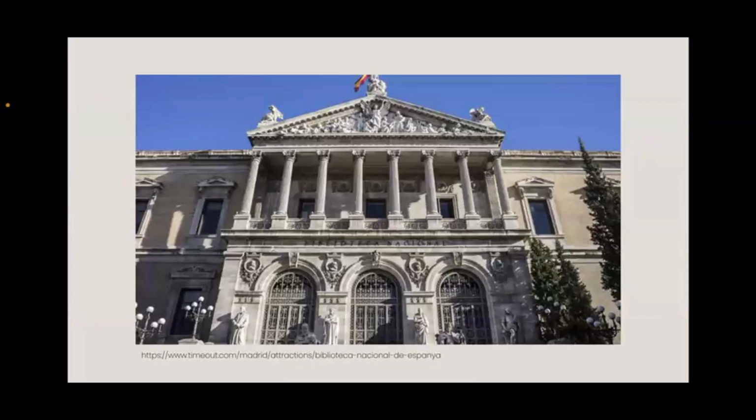Now, where are these primary artifacts located? It is reported that some of Santa Cruz's work resides in archives like the National Library of Spain.